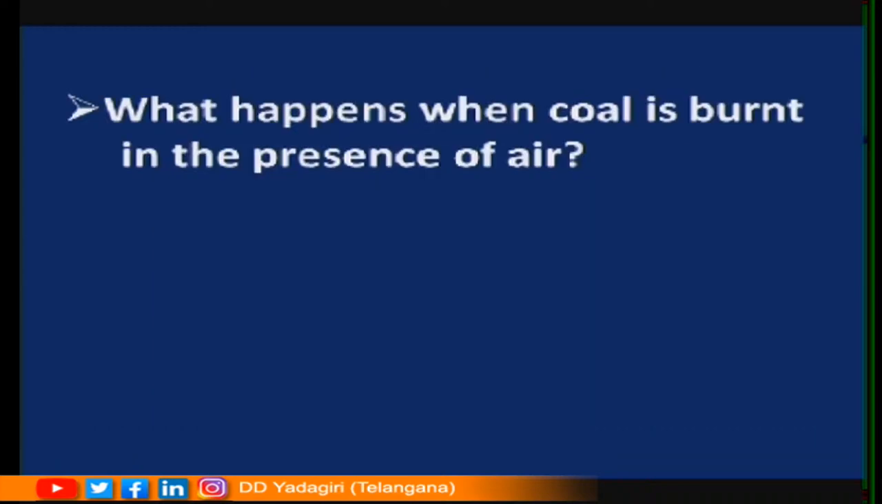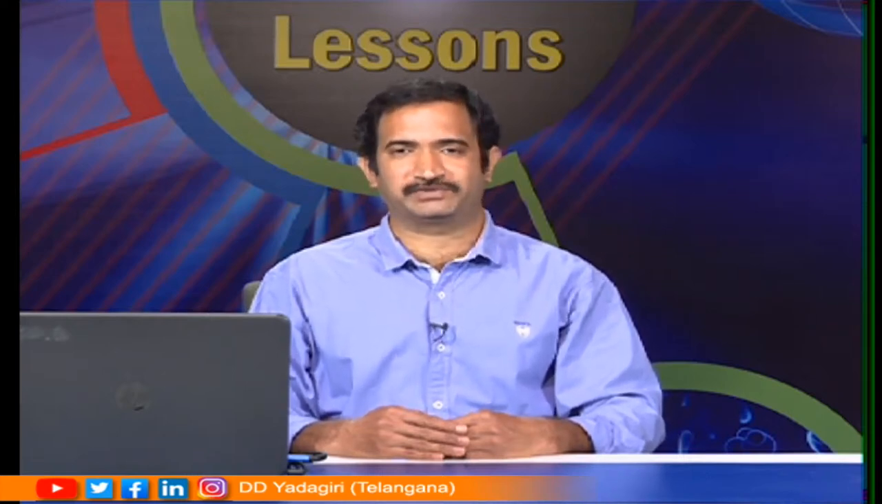Now, what happens when coal is burnt in the presence of air? Children, when coal is heated in the presence of air, we get heat and light, and also carbon dioxide gas. What happens when coal is burnt in the absence of air? We get three substances: coal tar, coal gas and coke. How can we produce them in the laboratory?